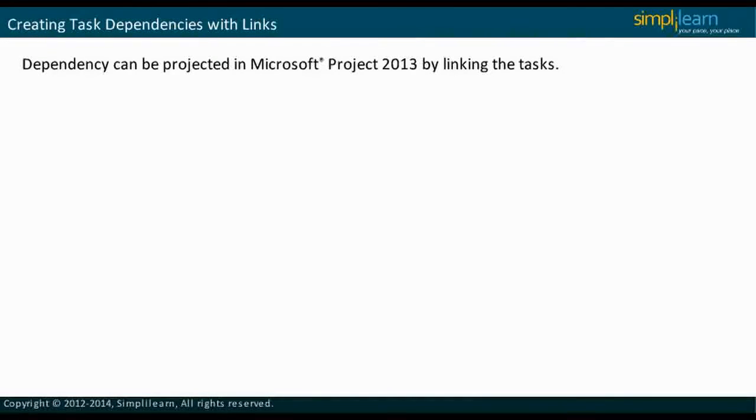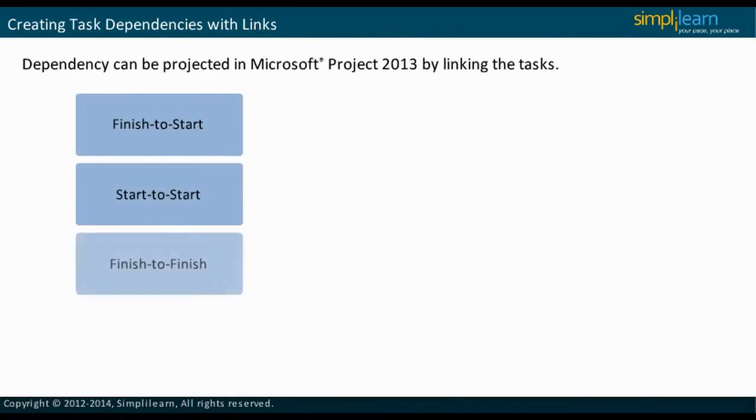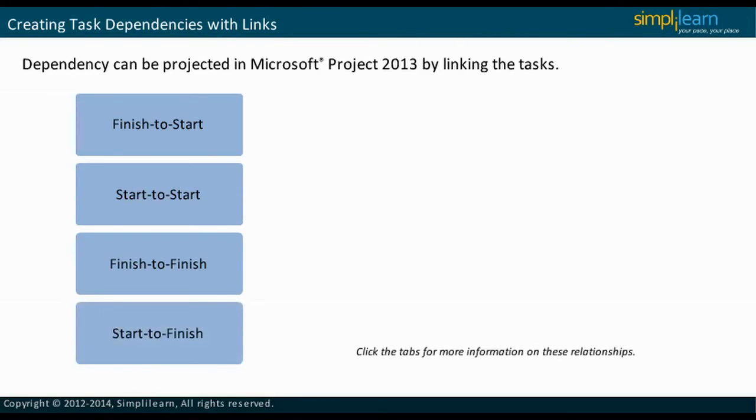Sometimes the tasks in a project are dependent on other tasks. This dependency can be projected in Microsoft Project 2013 by linking these tasks. Microsoft Project 2013 supports 4 relationships for linking 2 tasks. They are Finish to Start, Start to Start, Finish to Finish, Start to Finish. Click tabs for more information on these relationships.